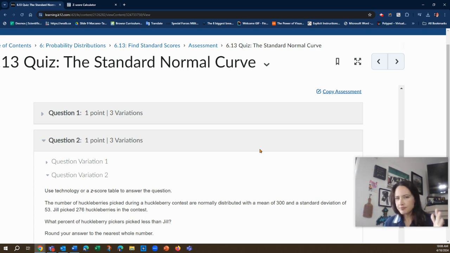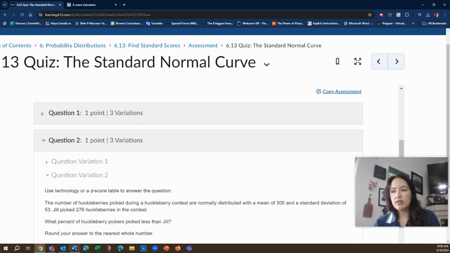Does that make sense? That means it's kind of pulling your data away from the mean by 53 huckleberries. Some people picked 53 more, in chunks of 53, right? Standard deviations of 53. And some people picked 53 less, chunking it down. Okay, that's just what it means. So what percent of huckleberry pickers picked less than Jill?